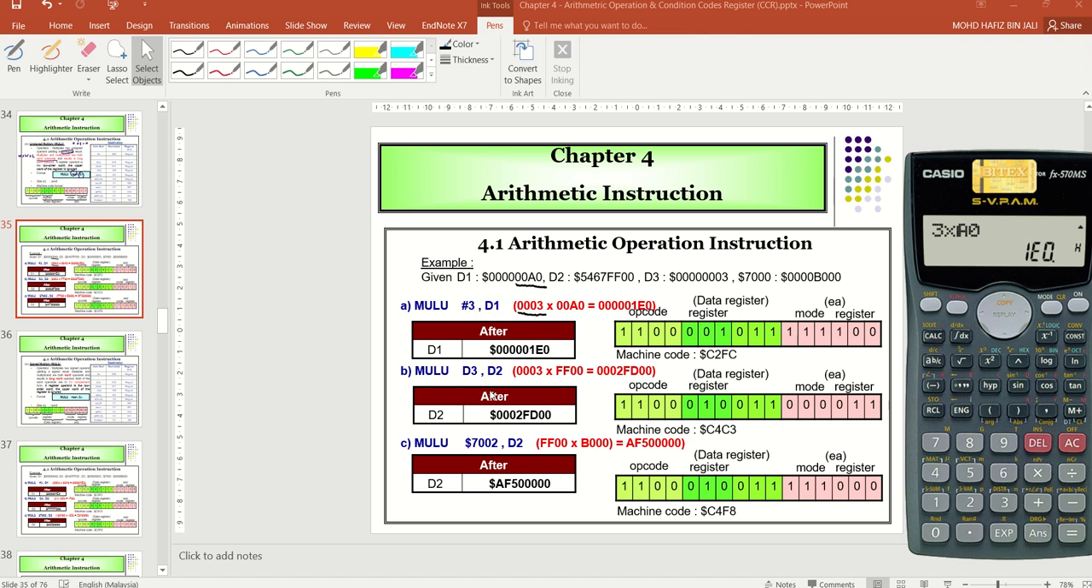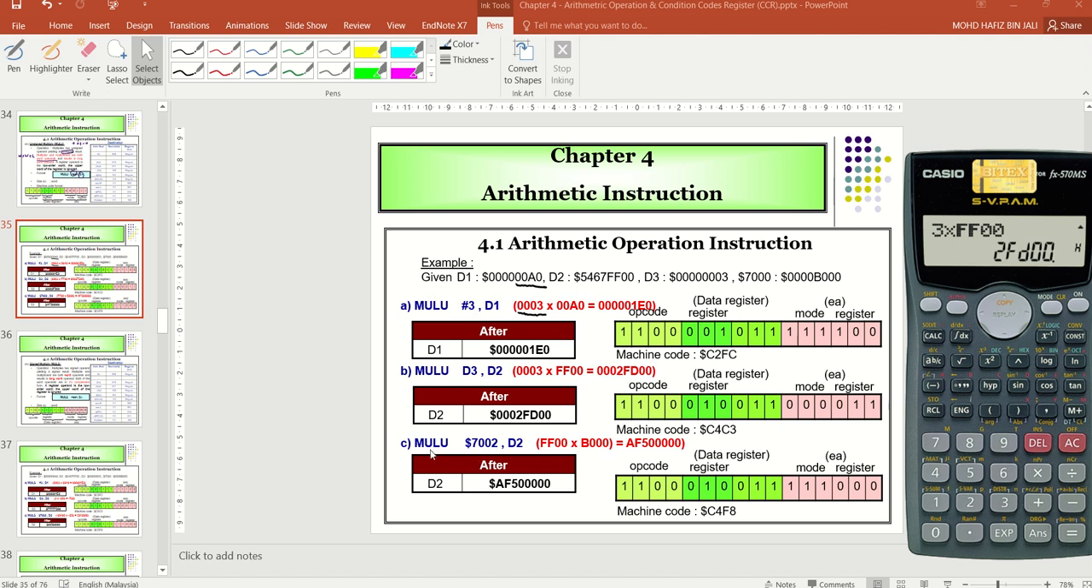And then for D3 multiplied with D2. D3, you need to take this value 0003, and D2 is FF00. So 3 times FF00 gets the answer 2FD00, which is already 5 digits, so you need to add another 0 at the MSB to make it long word.